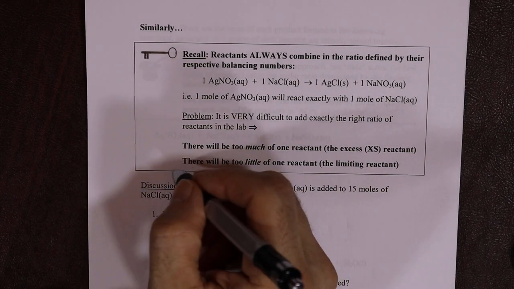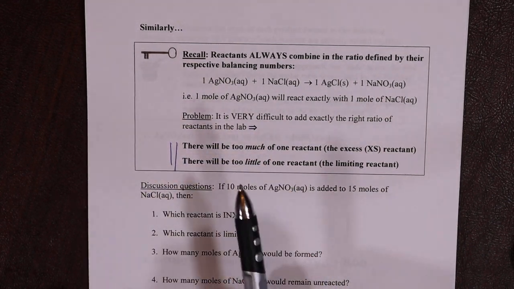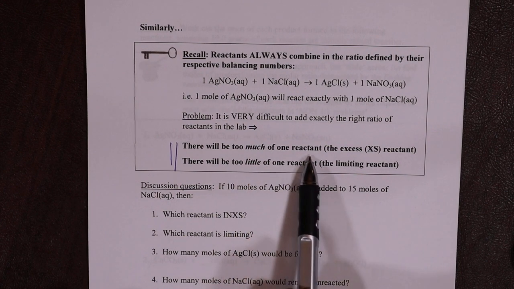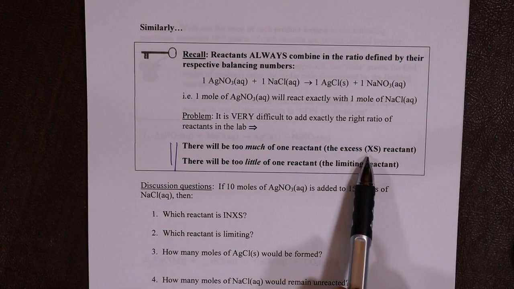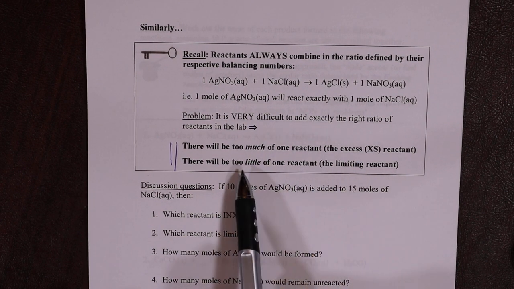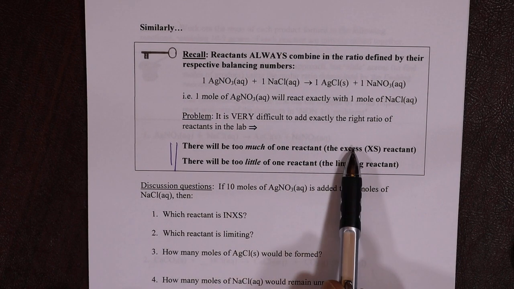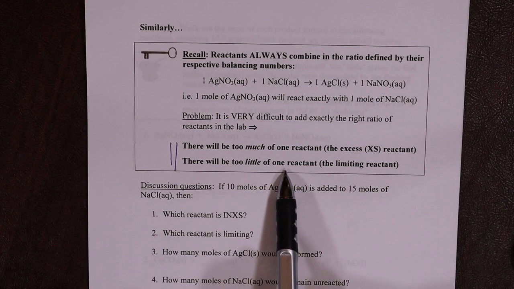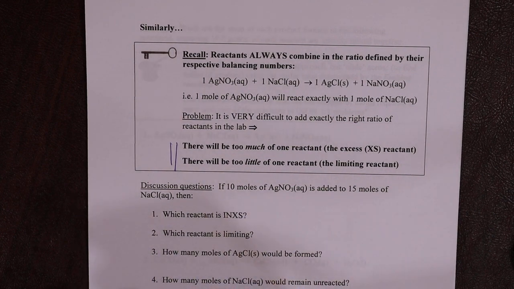So no matter how hard we try, there's always going to be too much of one thing, which is the excess reagent, like the bread in the previous example, and too little of the other. If there's more of one, there's less of the other, right? So that's the limiting reagent. So there's always too much of one and not enough of the other if we're putting 2 things in a container and they're both reacting. So let's think about that.